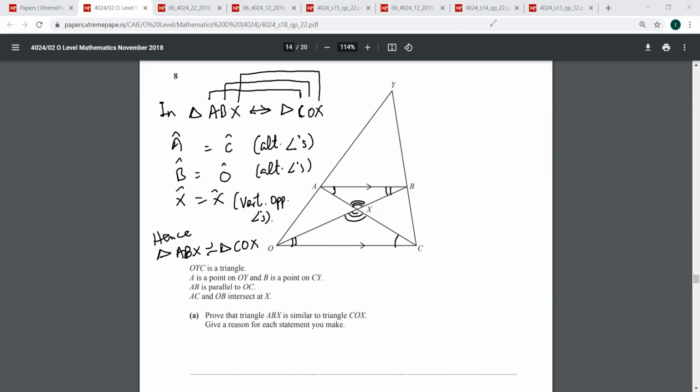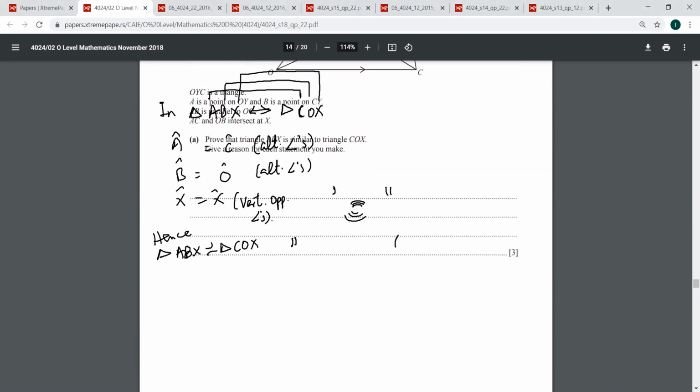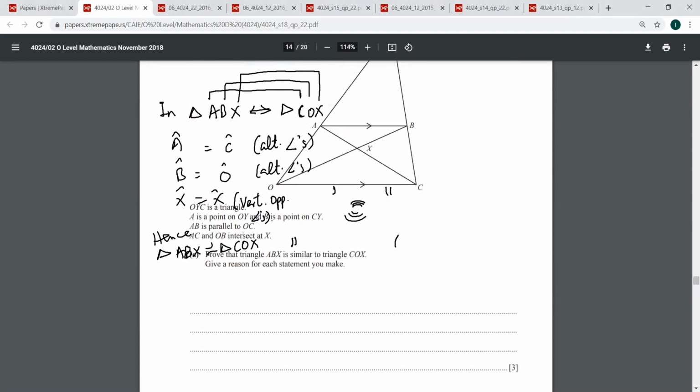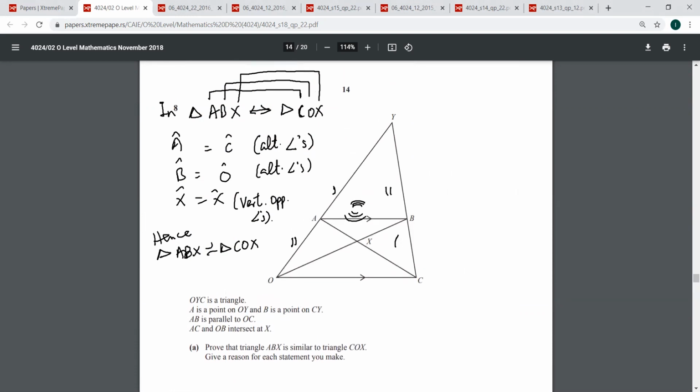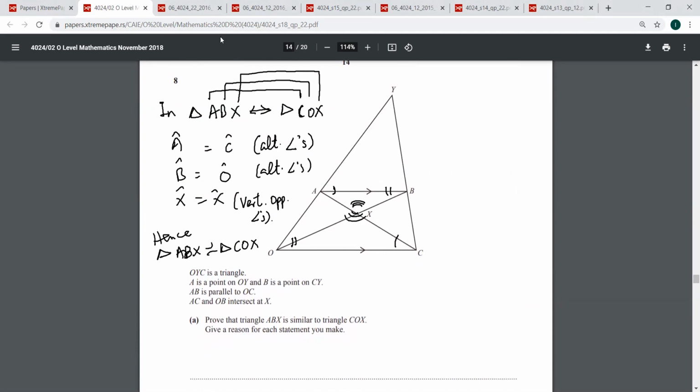Let me see if we have any relevant part here. Yeah, this is related to vectors, I think. So I'm just going to leave that. So this is it for this question. Moving to the next question now.